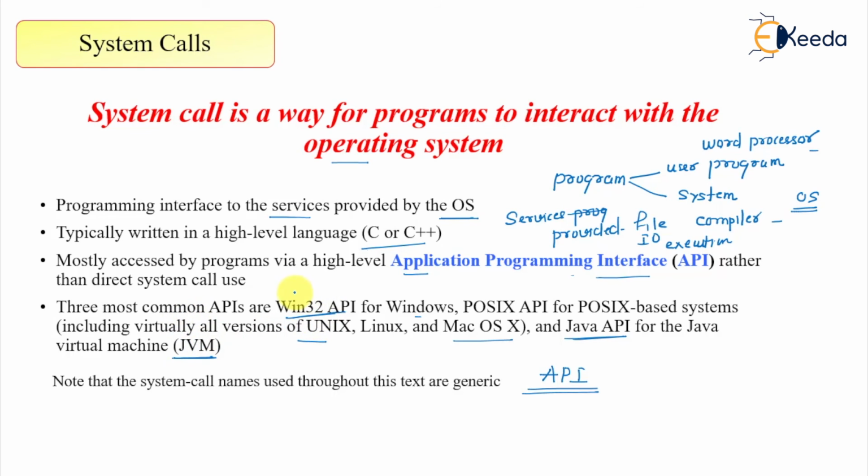If, let's say for Windows, you want to build a file copy or file delete application, then you have to use the Windows API to execute them. So that is a system call, a way for a program to interact with the operating system.